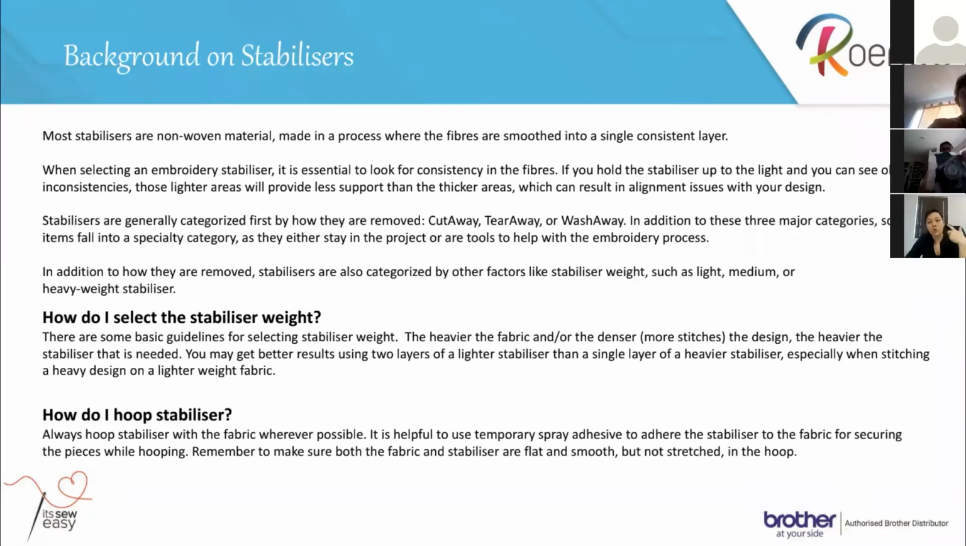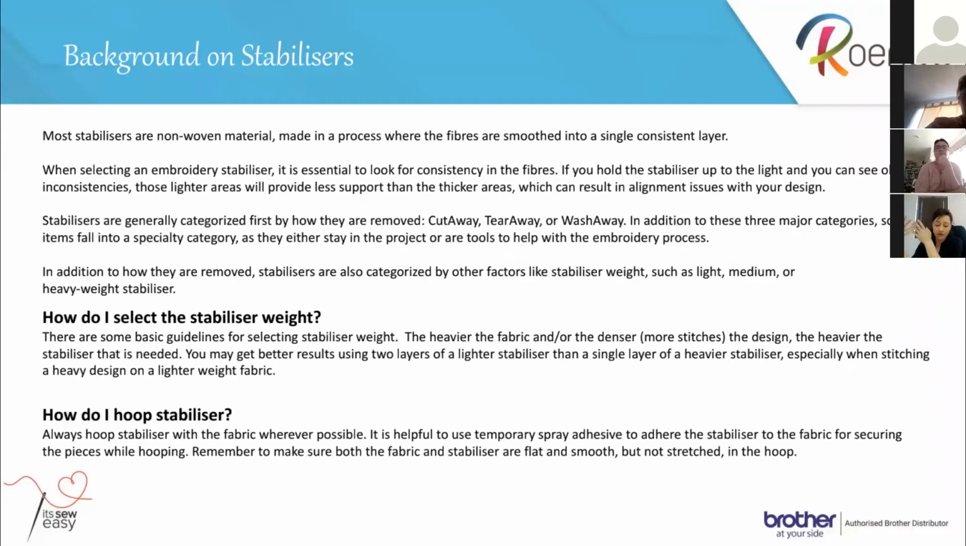Stabilizers are also categorized by how they weigh, and we're going to go into that in a little while. So is it a lightweight stabilizer, a medium weight stabilizer, or a heavyweight stabilizer? Those are the three main categories, apart from just the cutaway, tearaway, and washaway, that we look at when selecting stabilizers. So how do you select the right stabilizer weight? We're going to go into that in a moment. There are different preferences as well, but this is the basics, what they always teach.